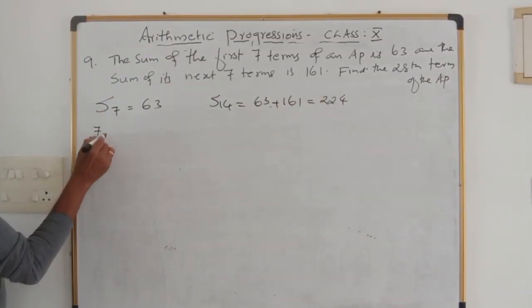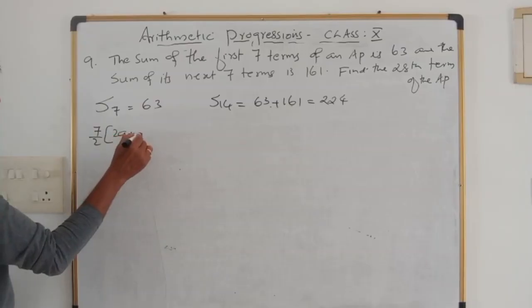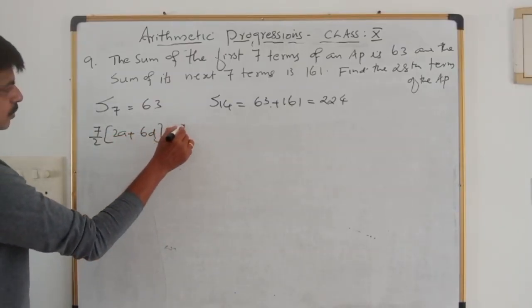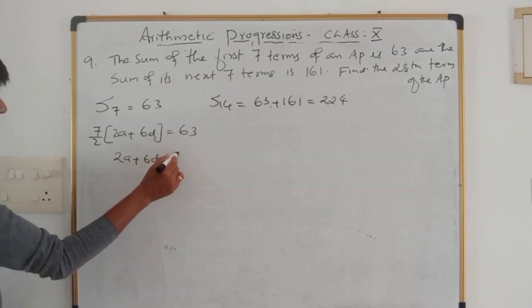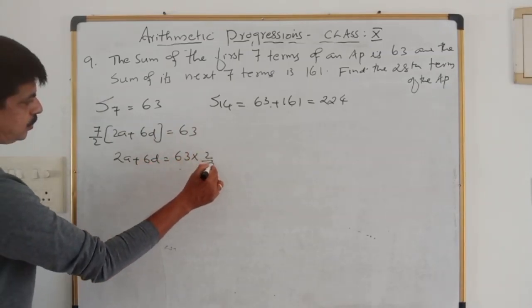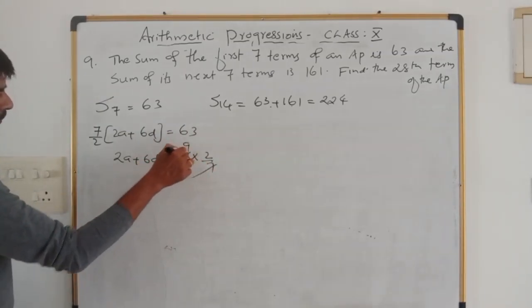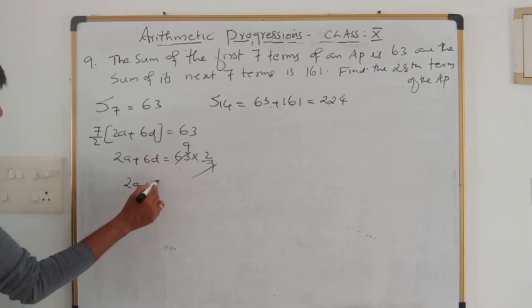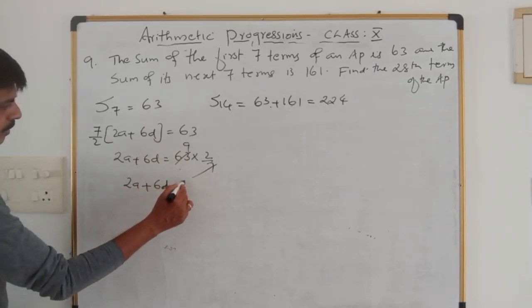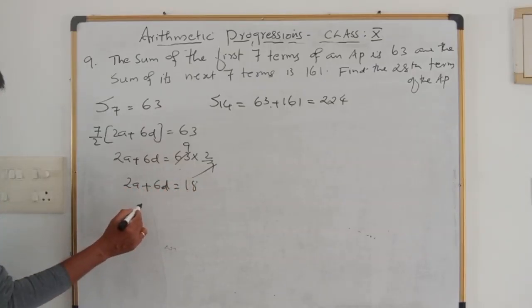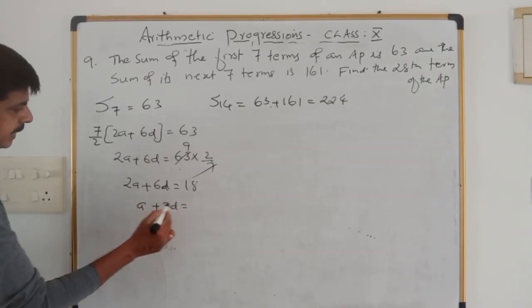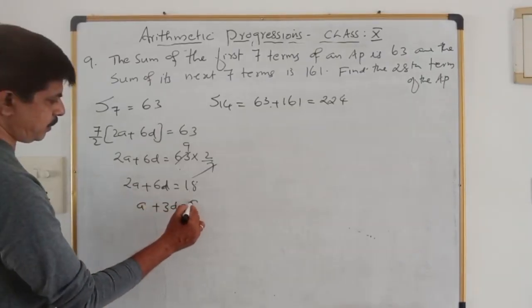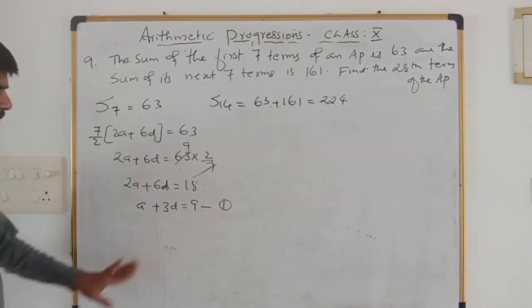So n by 2 into (2a plus 6d) is equal to 63. 2a plus 6d is equal to 63 into 2 by 7. Okay, 2a plus 6d is equal to 18. So we will simplify it. a plus 6 by 2, which is 3d, is equal to 18 by 2, which is 9. This is our first equation.